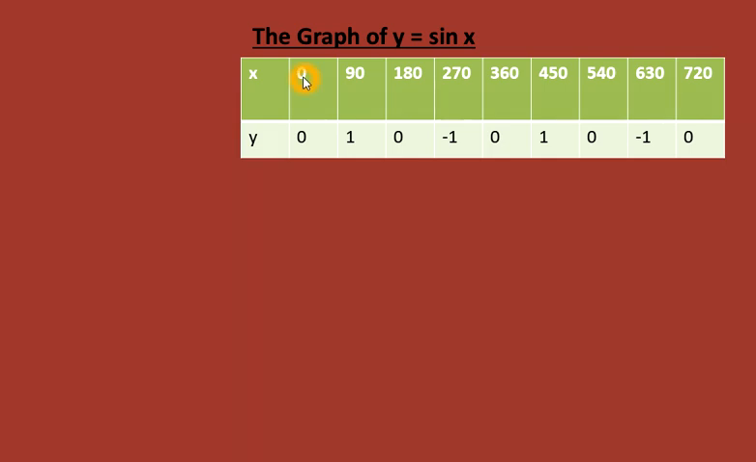So use the calculator. Sin 0 is 0. Then sin 90 is 1. Then sin 180 is 0. Then sin 270 is negative 1. Sin 360 is 0. That way you have to complete this table.